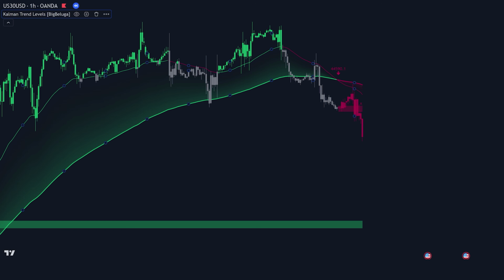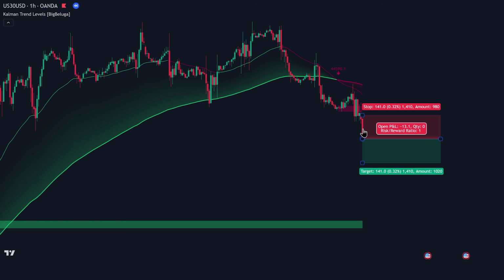Next, pay attention to this red resistance box. This box highlights an area where selling pressure is likely to continue. What makes this setup even stronger is the retest of the resistance level indicated by the red marker on the chart, which confirms the validity of the zone. The entry point for the sell trade is right after the price rejects the resistance level and begins moving down.